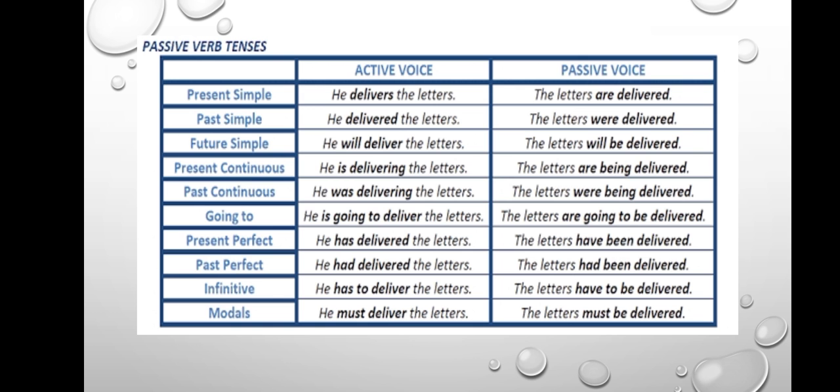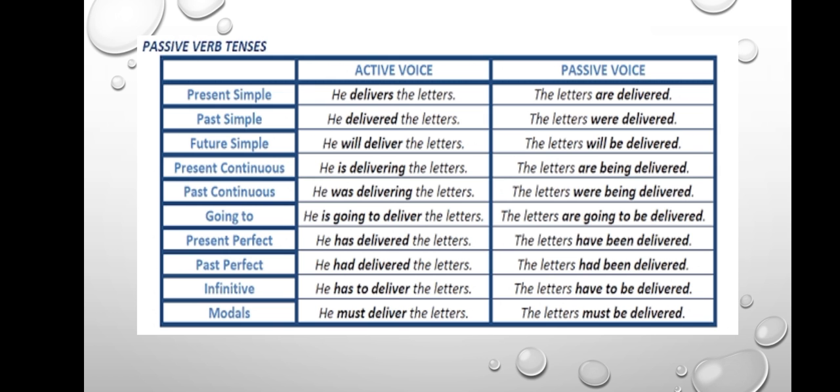Past simple. He delivered the letters. Delivered shows the simple past tense. The use of verb second in a sentence shows past simple tense. So here, he is the subject, delivered is the verb second, and the letters is the object. So the object will become the subject in passive voice. The letters is the subject.